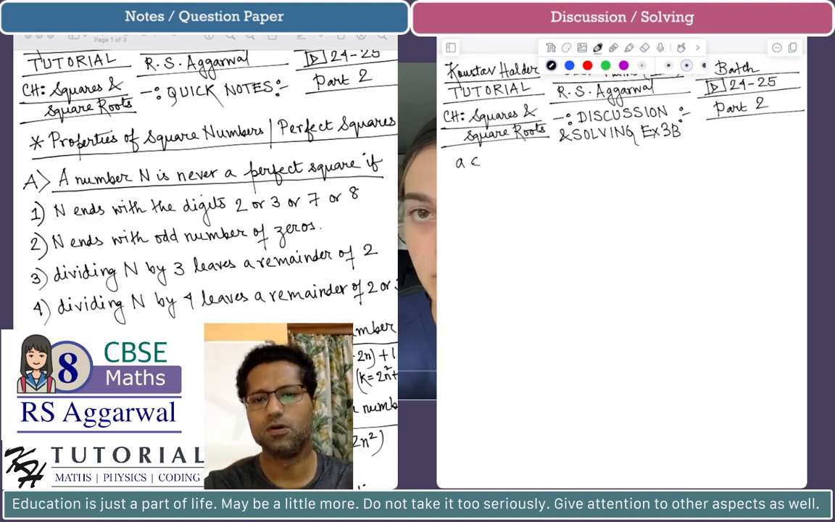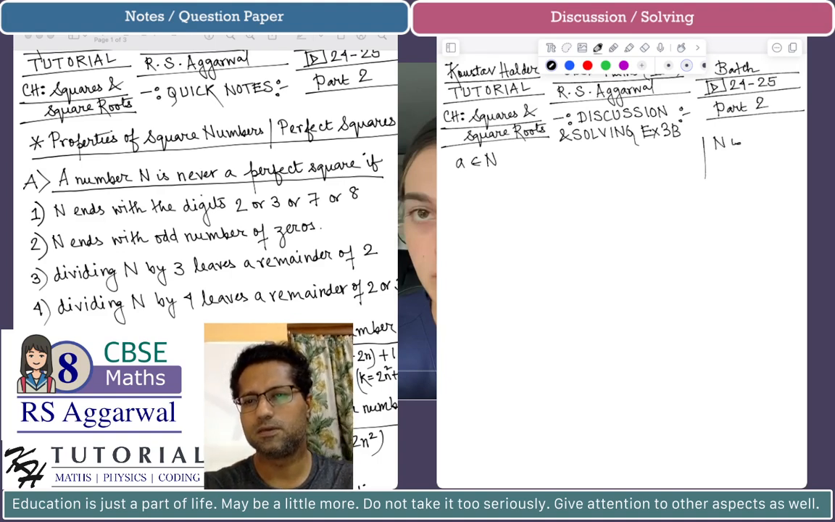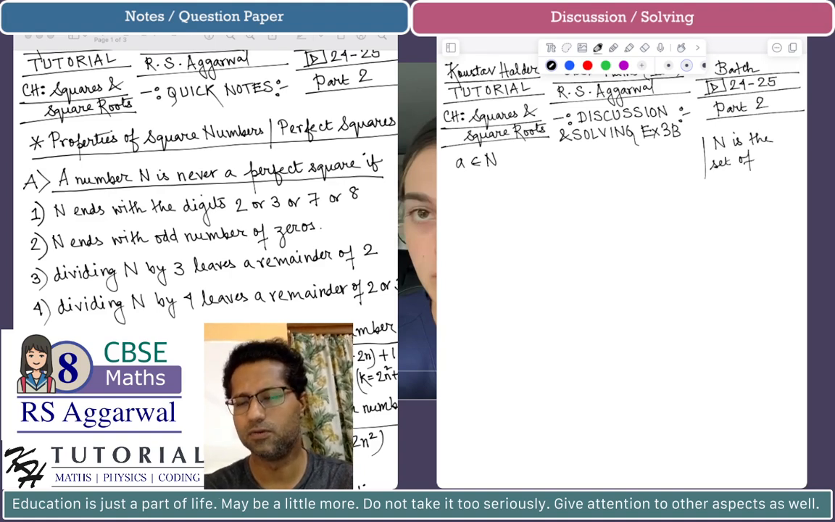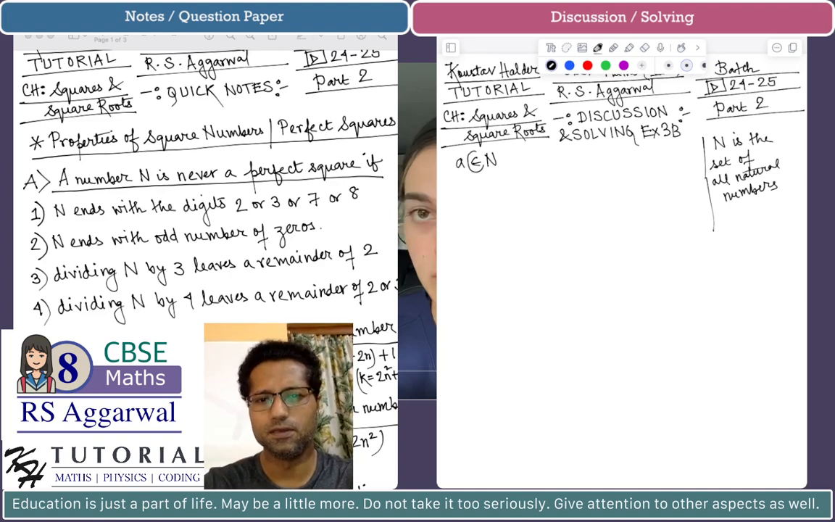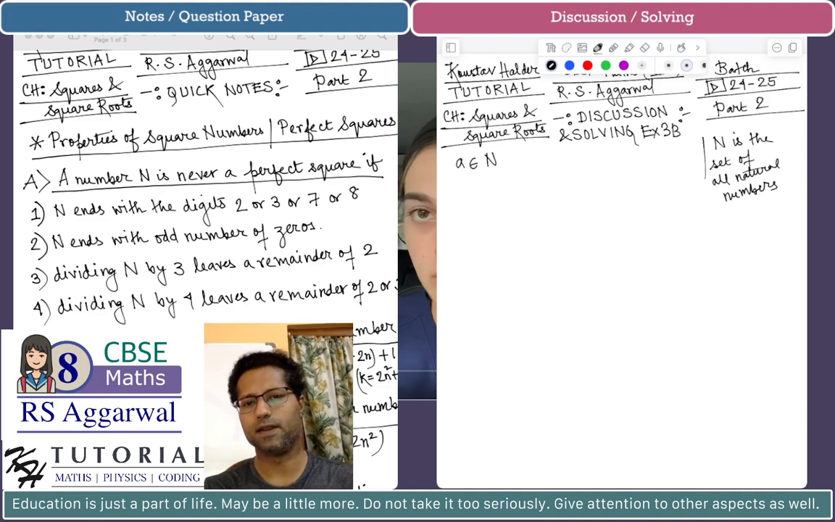If I say A belongs to N, the capital letter N stands for the set, or collection, of all natural numbers. When I write A belongs to N, where this symbol means belongs to, this means that A is a natural number.